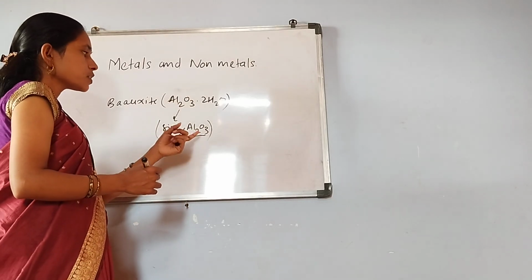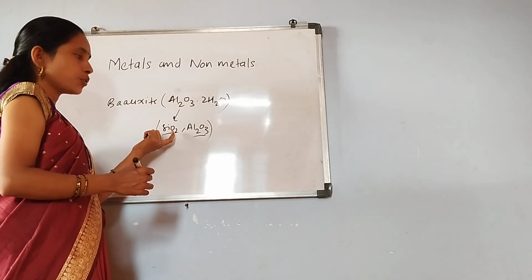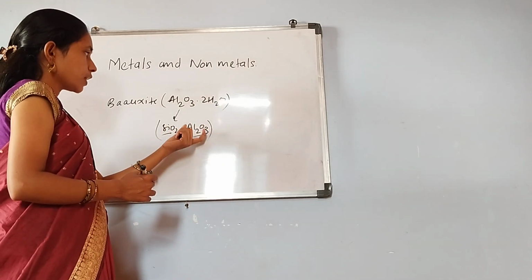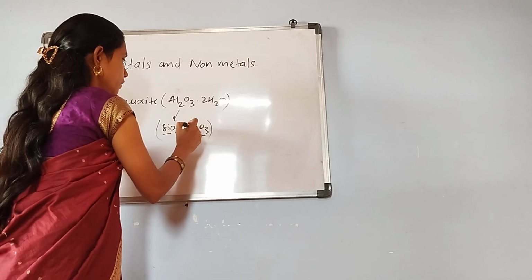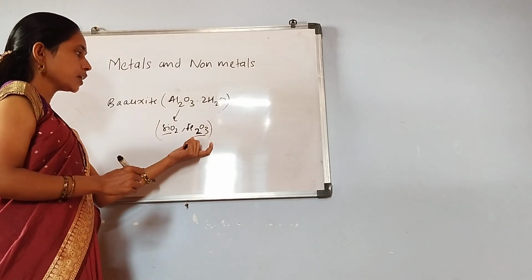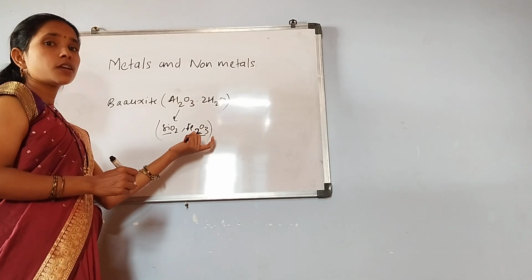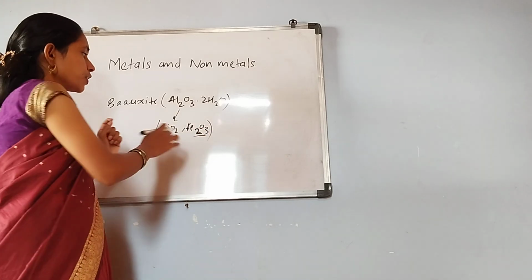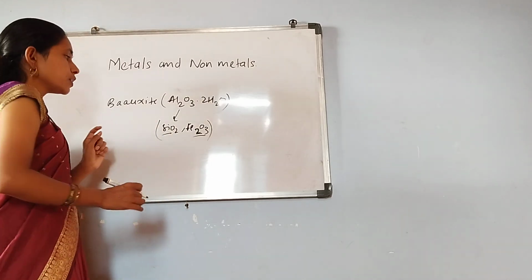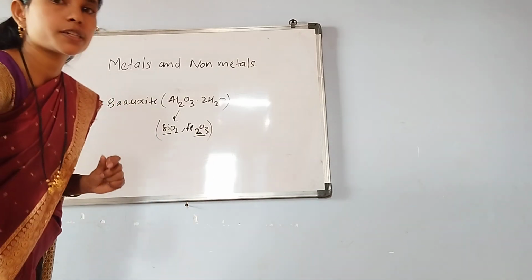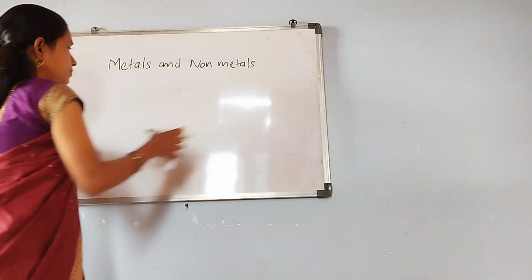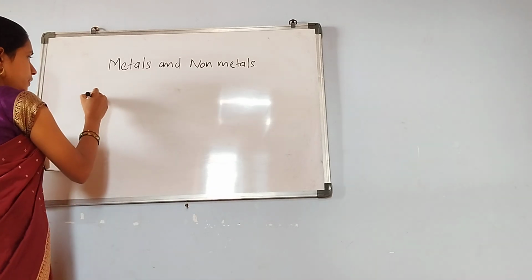If you are removing SiO2 as a major impurity, then there is Hall's process, and to remove Fe2O3 as an impurity, the process is the Serpeck process, but we are removing both the impurities. For that we are using Bayer's method. So I will just explain what is this Bayer's method.